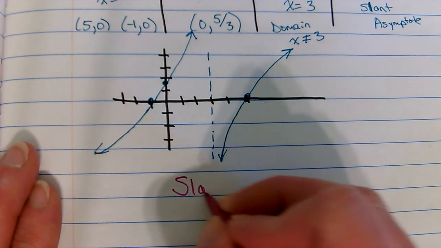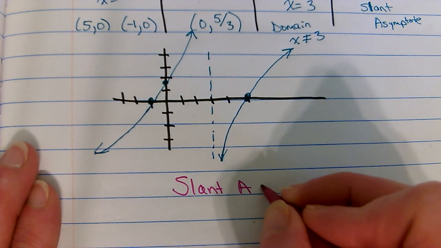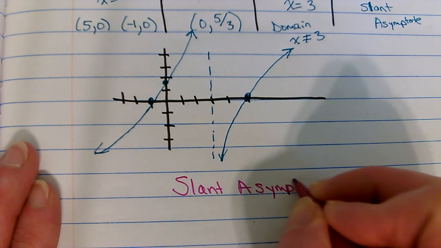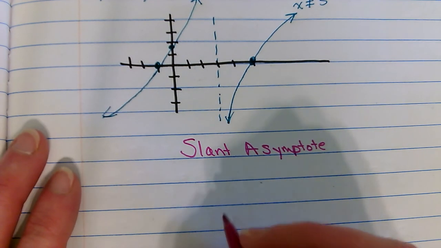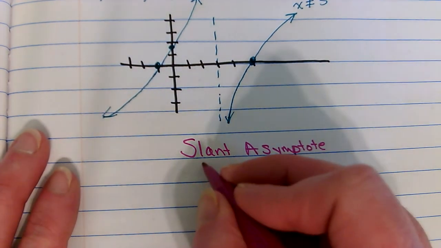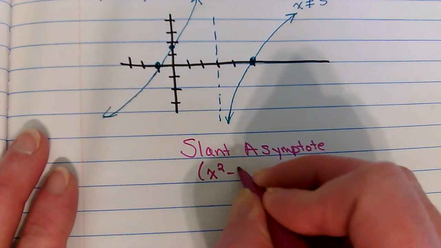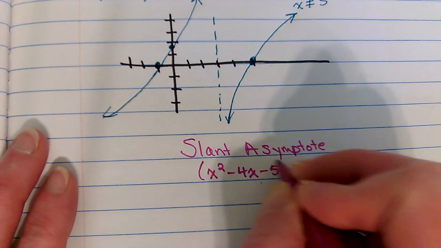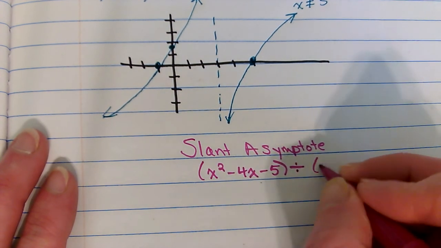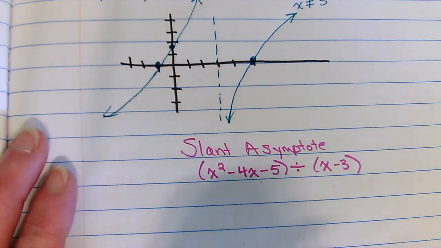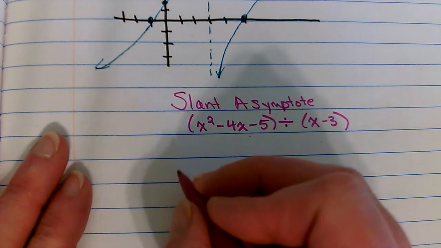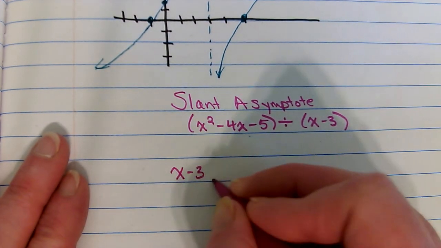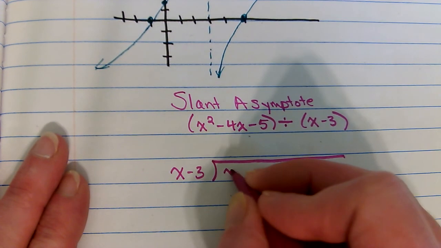Alright, so slant asymptote. Remember I said just divide? That's what we're going to do. So if I was dividing x squared minus 4x minus 5 divided by x minus 3, I could do it using long division or synthetic. I'm going to review long division just because I know people struggle with it.